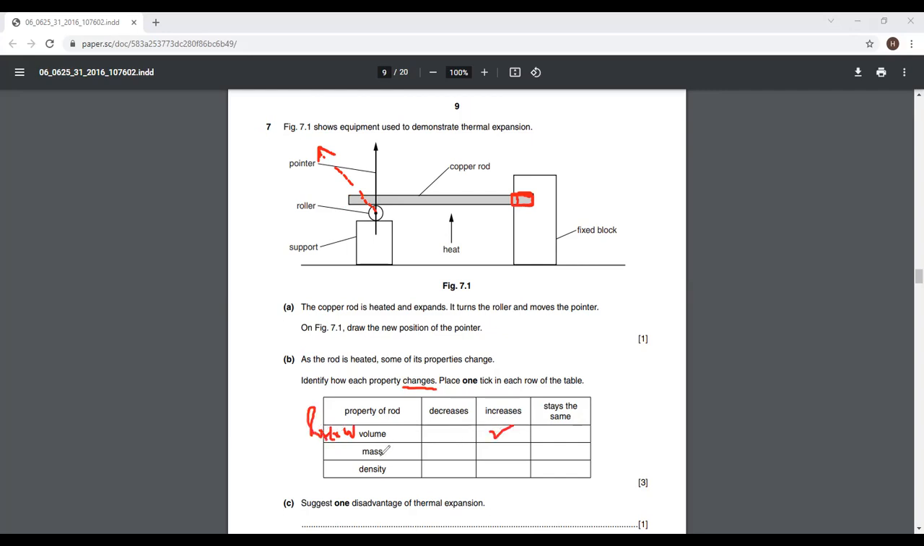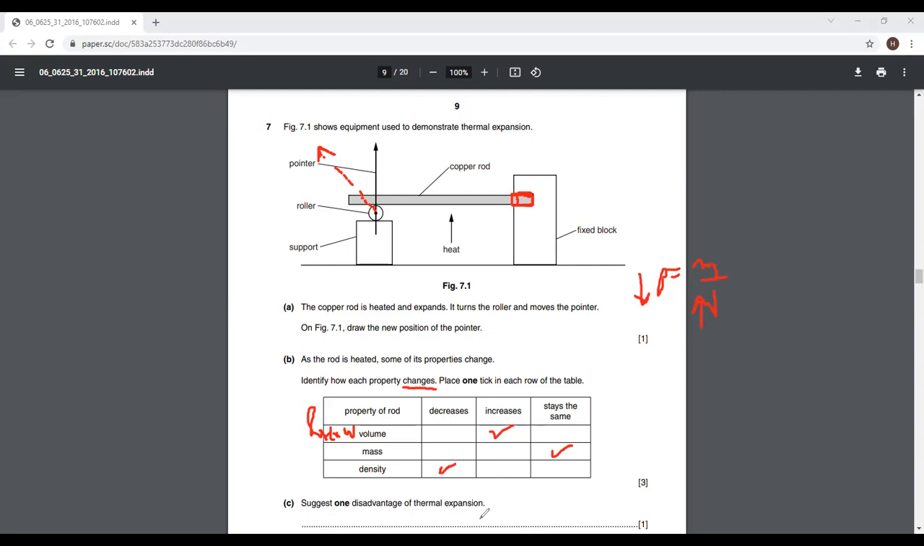What about the mass? The mass will not change. It's the same material. We did not take any part of this material and we did not add anything to it, so it will stay the same. What about the density? Density is equal to mass over volume. When the volume increases, they are inversely proportional to each other, so the density will decrease.